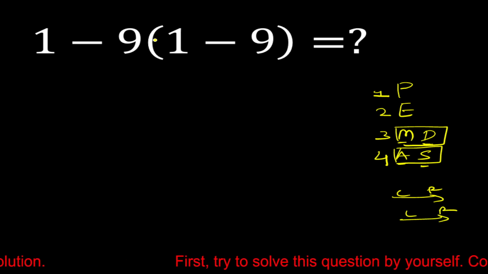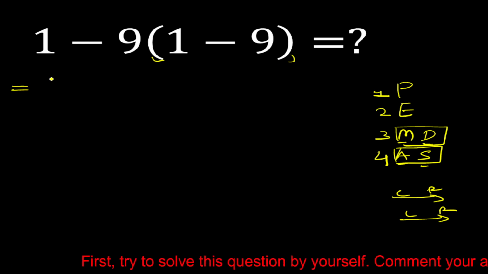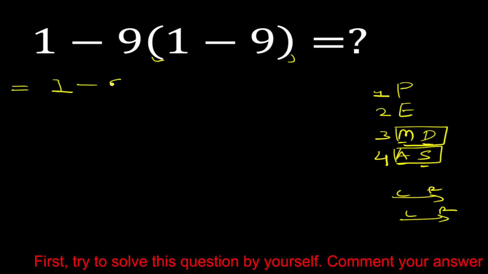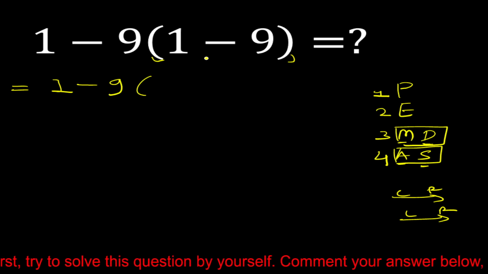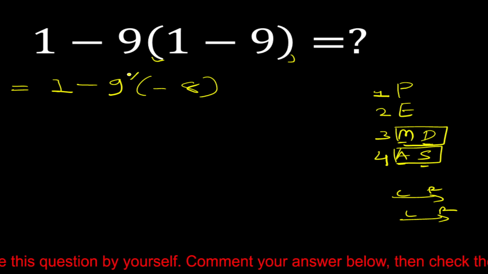Okay, so first we have to solve this parenthesis, which is equal to 1 minus 9. Now 1 minus 9 is equal to minus 8. Okay, now here is multiplication.